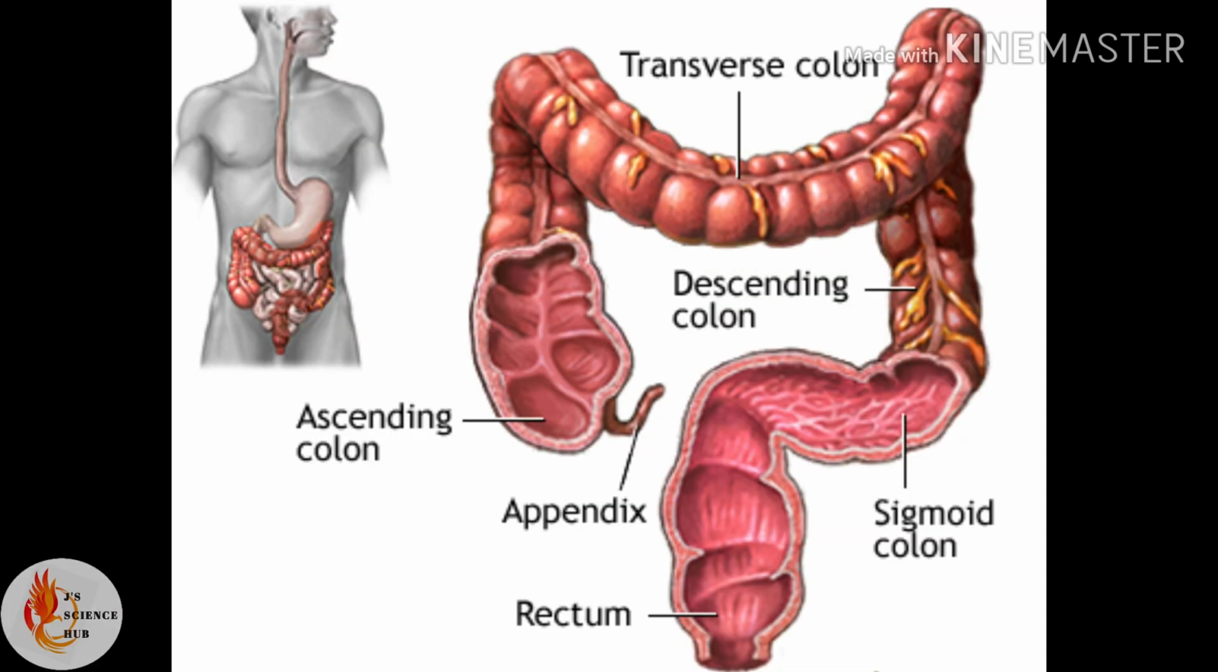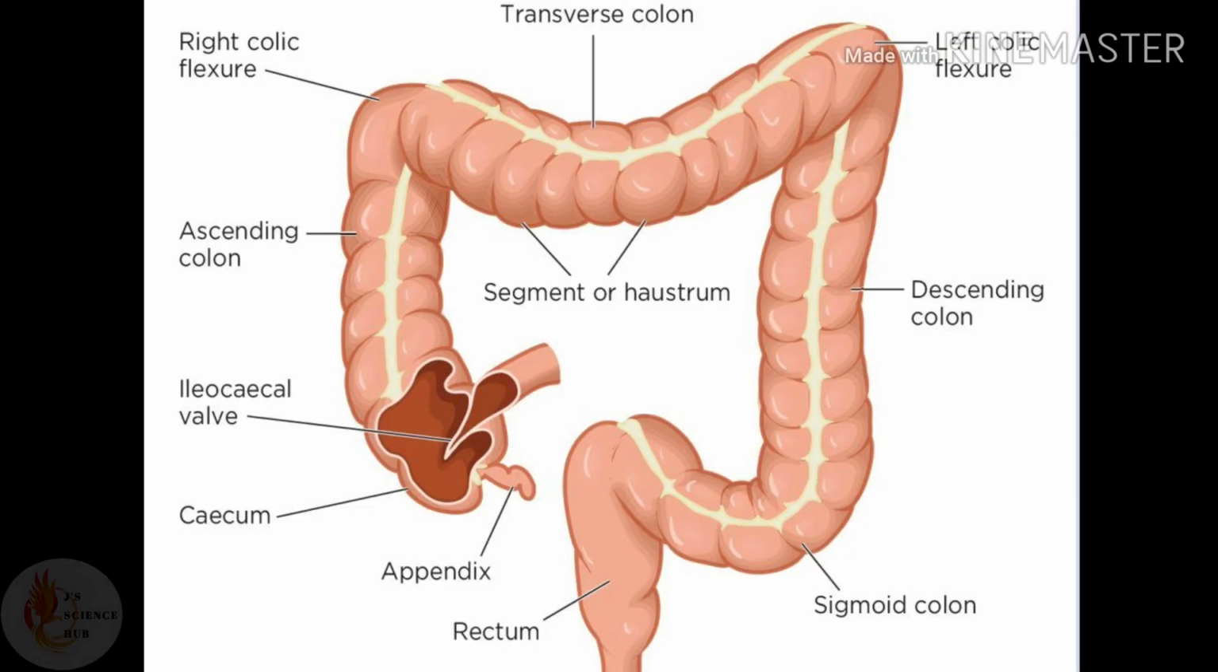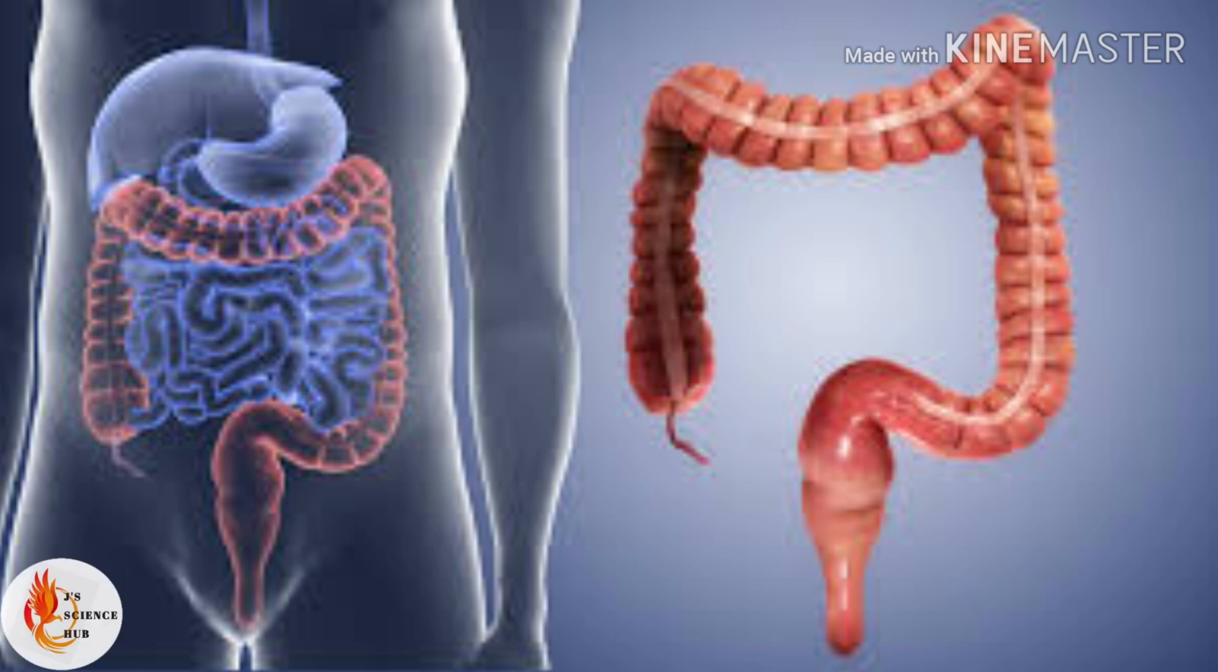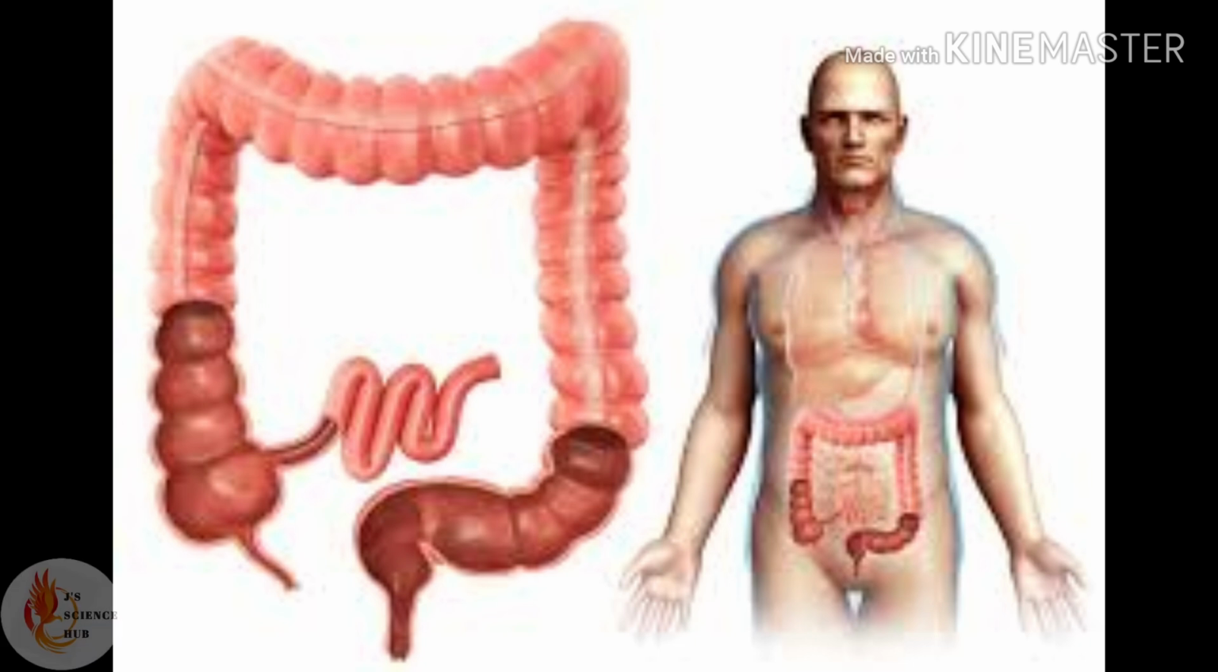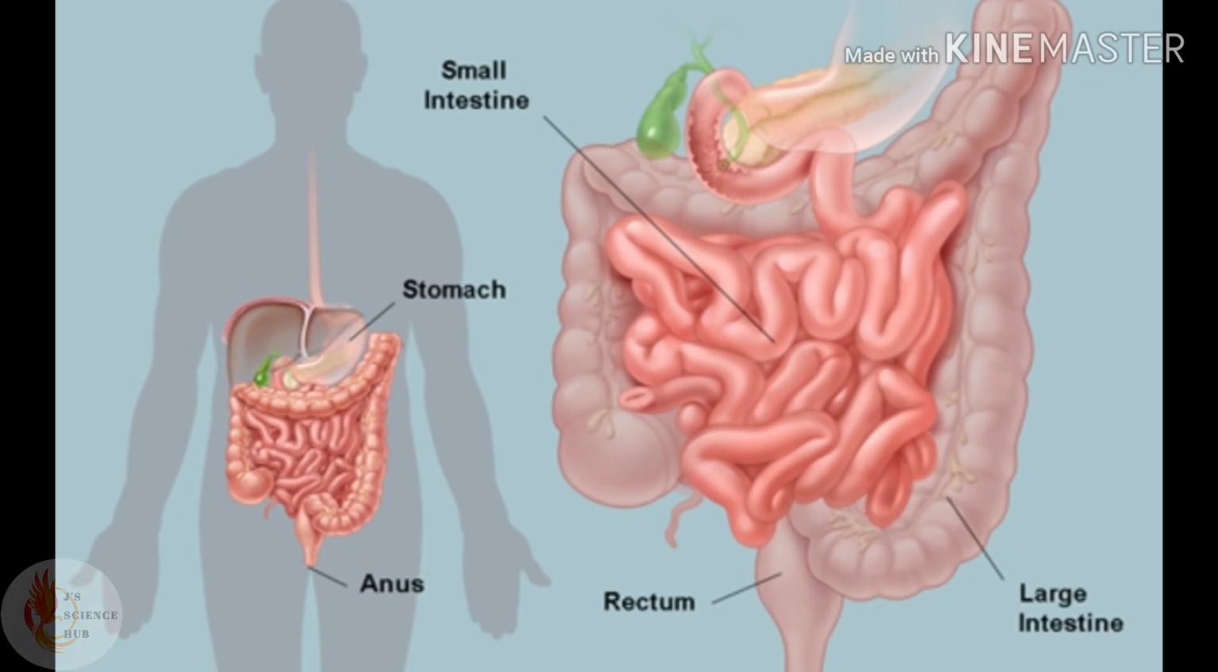So the last question is, what is the function of the large intestine? The unabsorbed materials in the small intestine are sent to the large intestine. The length of the large intestine is about 1.5 meters. The main function of the large intestine is to absorb water from the matter which is received from the ileum. Ileum can be considered as the end part of the small intestine. So due to the absorption of more water, the fecal matter is converted into semi-solid.